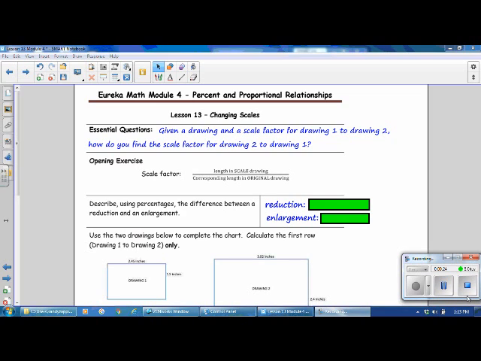The essential question for this lesson: given a drawing and a scale factor from drawing 1 to drawing 2, how do you find the scale factor from drawing 2 to drawing 1?